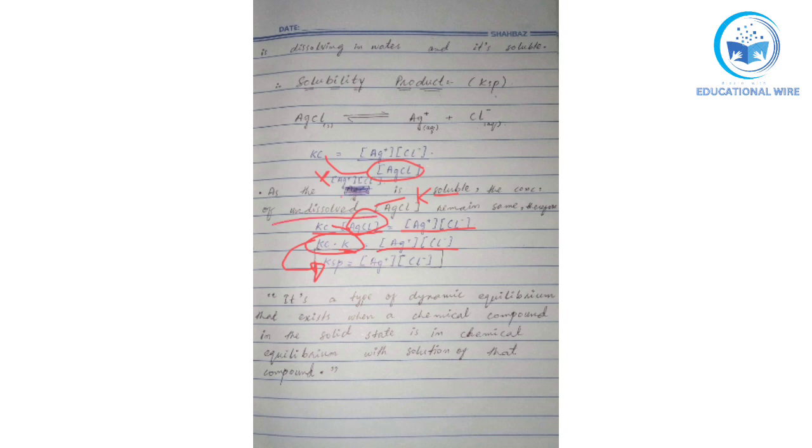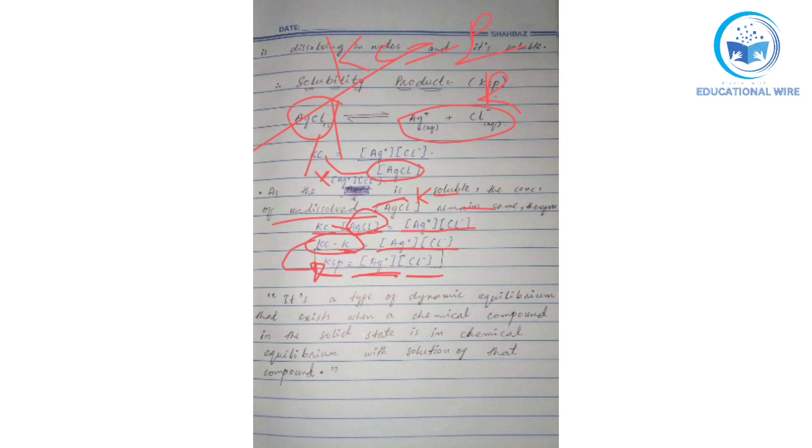It means that the product is soluble, like the Ag plus and Cl minus are soluble. The concentration of undissolved AgCl remains the same, but this will be soluble. Therefore the solubility product is equal to Ag plus and Cl minus. Previously we were writing in the form of Kc, the ratio between product and reactant, but over here we are writing in the form of solubility product, that is Ag plus and Cl minus.